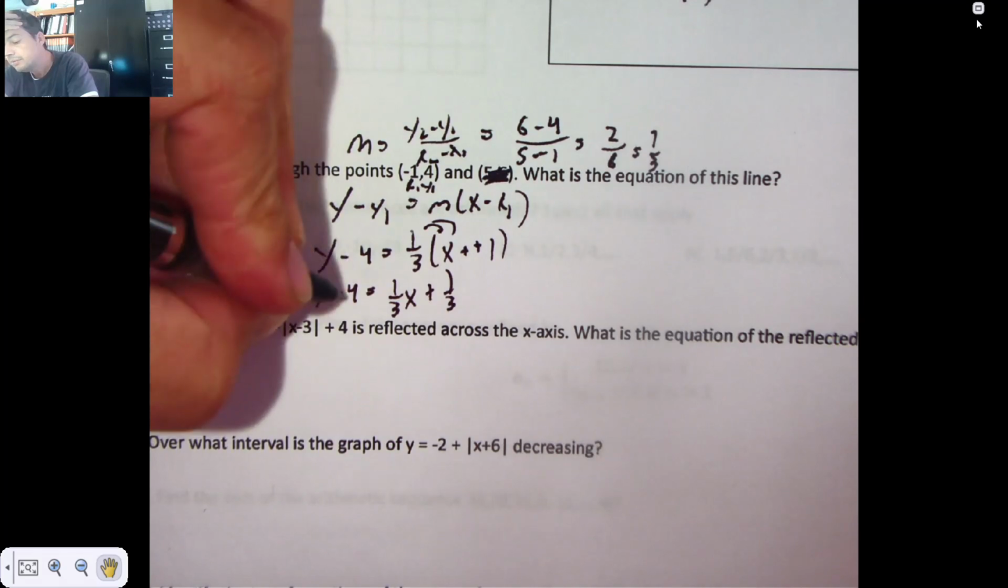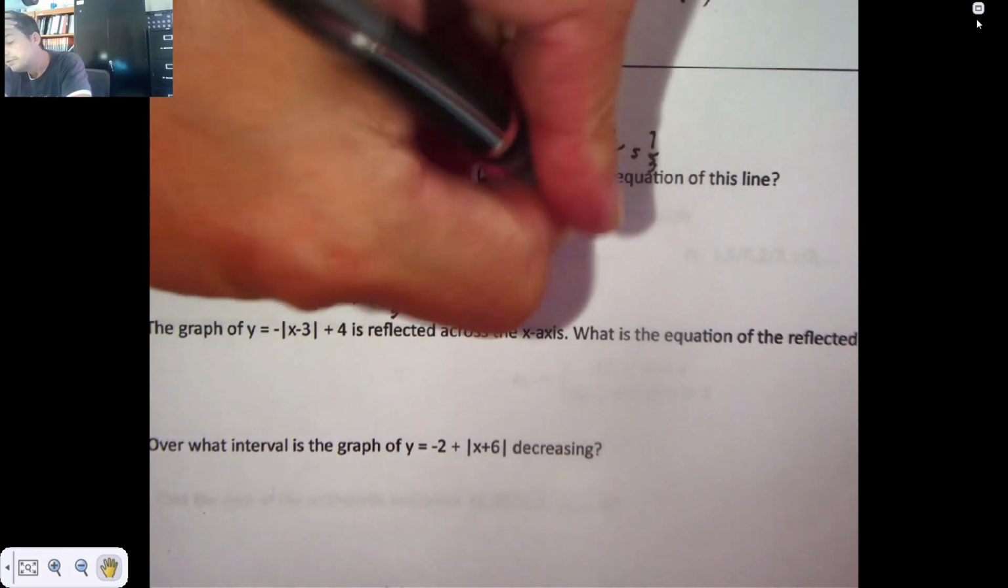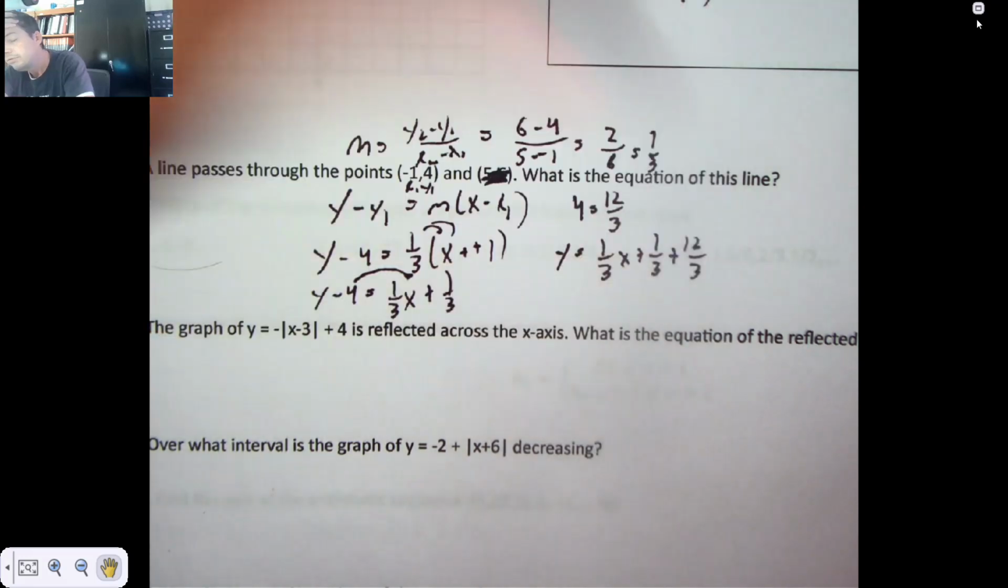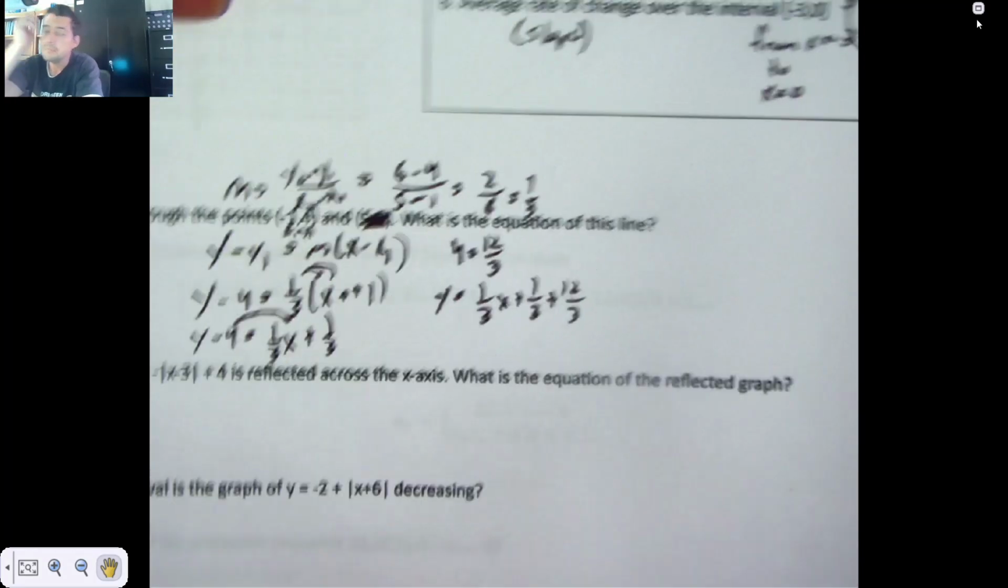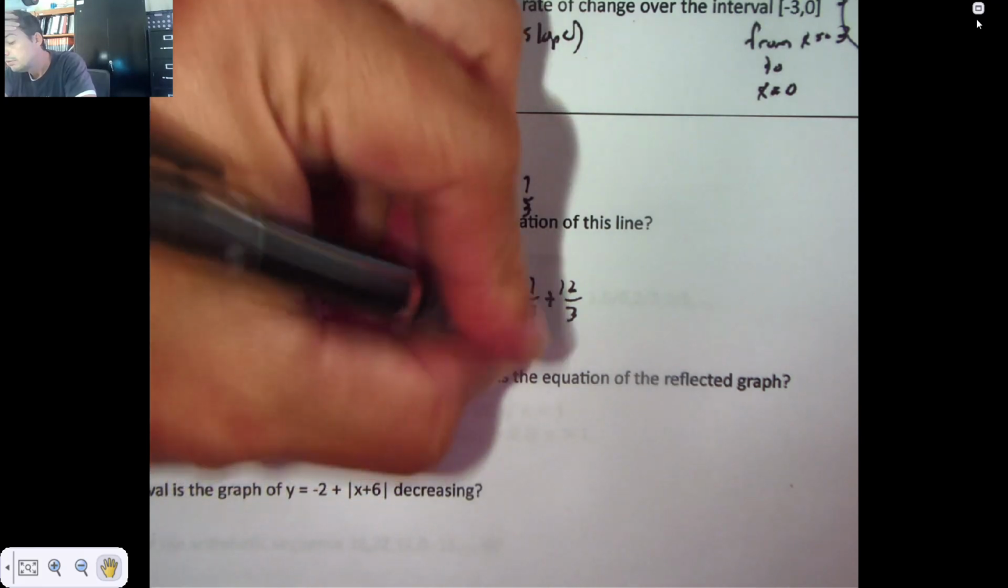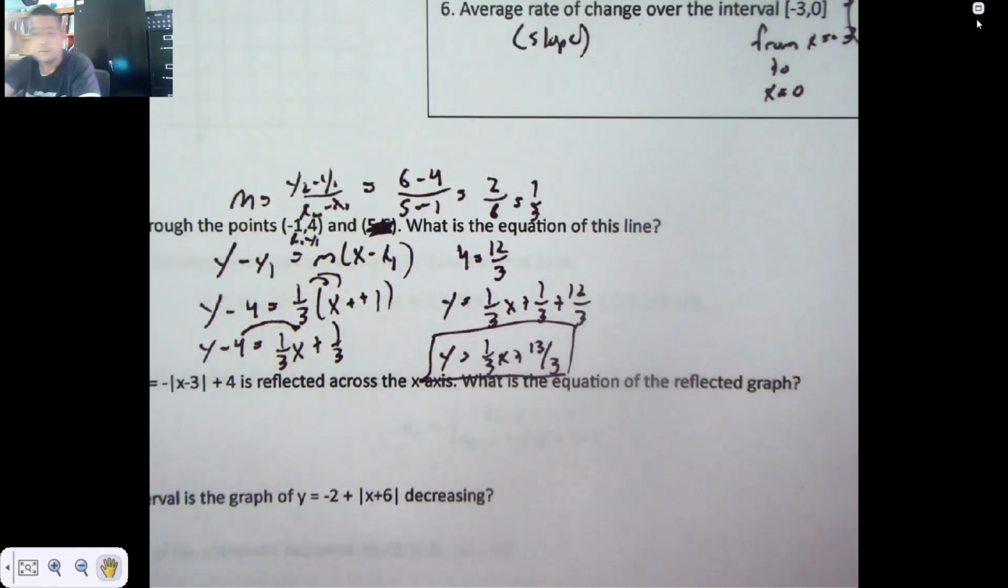And we're going to add 4 to both sides. Now 4 happens to be 12 over 3, so that's what I'm actually going to show being added. If you don't know 4 is 12 over 3, you need to get smarter. There you go. There's your equation.